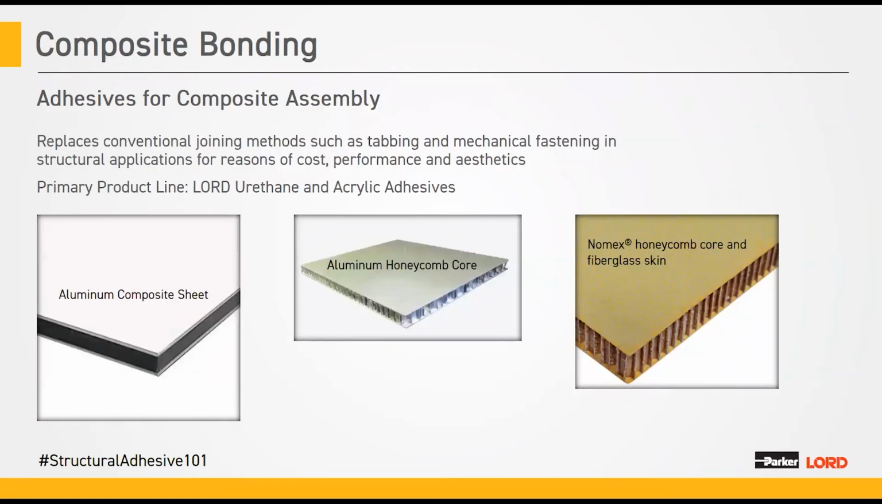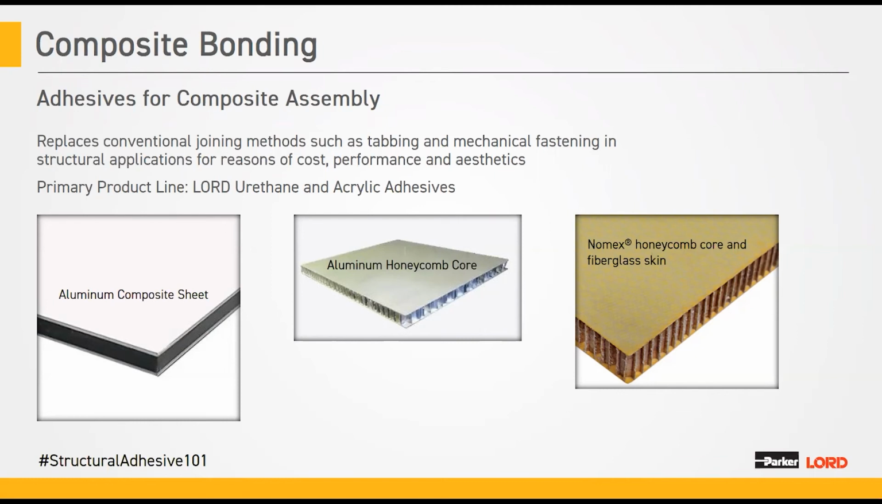Moving away from metal bonding, I'll talk a little bit more about composites. These oftentimes do include some metallic elements. So we offer adhesives that replace joining methods such as tabbing or mechanical fastening these structural elements together, such as insert potting, but certainly the bonding of the structural composites themselves together with either a urethane, an epoxy, or an acrylic adhesive. And just some examples of it, you might see aluminum composite material, quite often used now in heavy-duty truck and truck applications.